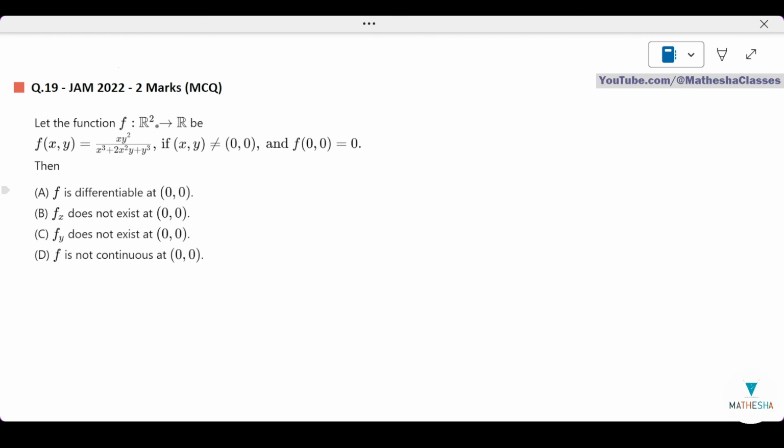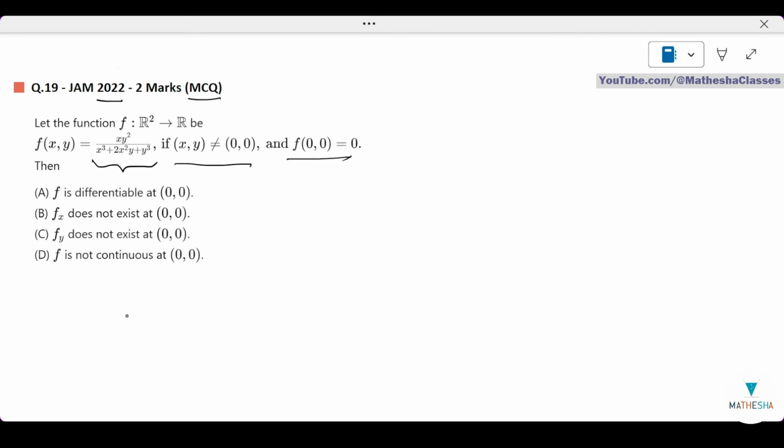ये क्वेश्चन आए थे 22 में, और that is the MCQ. Only one option is correct. So here your expression is this: f(x,y) equal to xy² upon x³ + 2x²y + y³ when (x,y) not equal to (0,0), and 0 when (x,y) equal to (0,0). So let us start with the same thing.